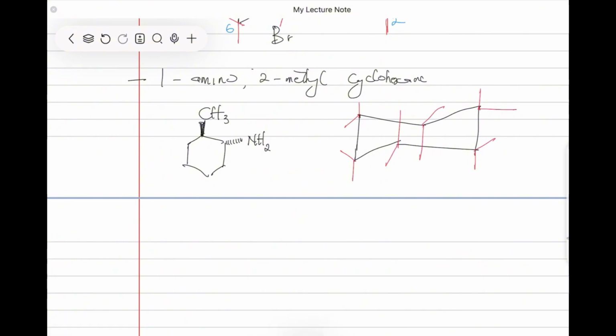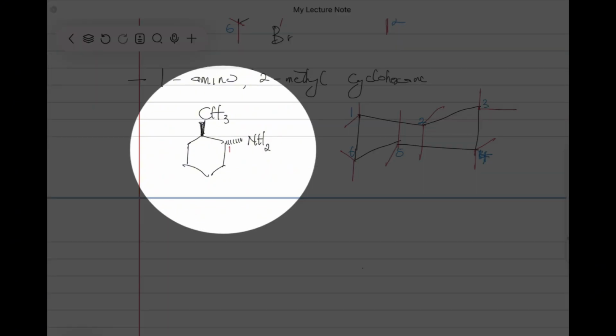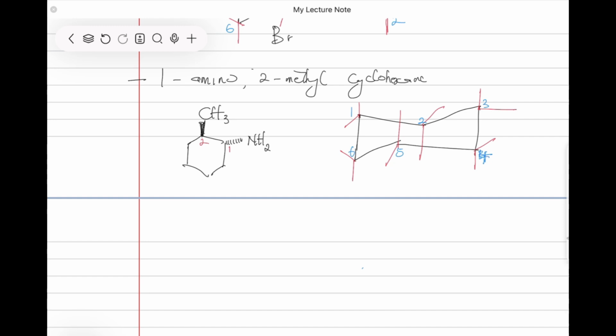So the next thing to do is to number my chair diagram. I can start numbering from anywhere, so let me start from this particular carbon atom. This is position 1, this is position 2, this is position 3, this is position 4, this is position 5, and this is the last position, position 6. Then I'll also number the molecule which I have already drawn. This is position 1 and this is position 2. That is the 1-amino-2-methylcyclohexane.